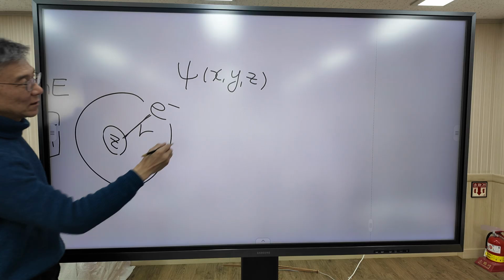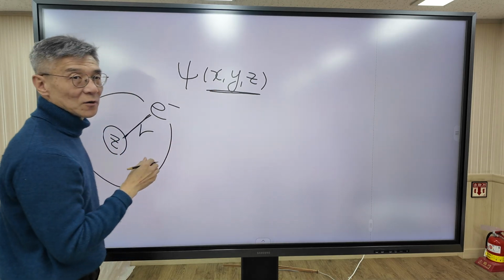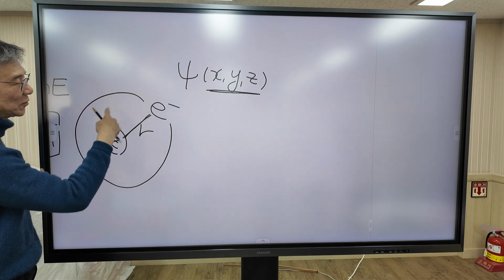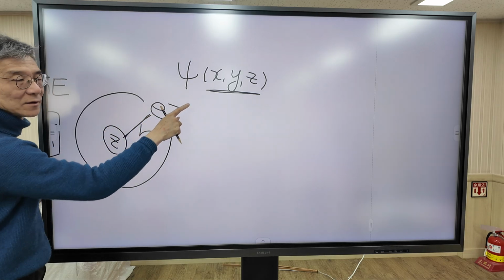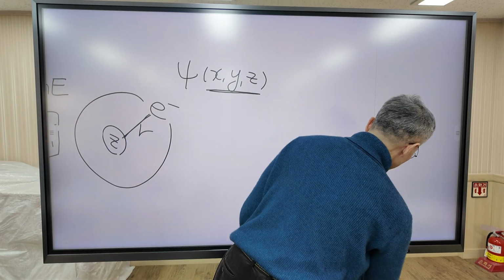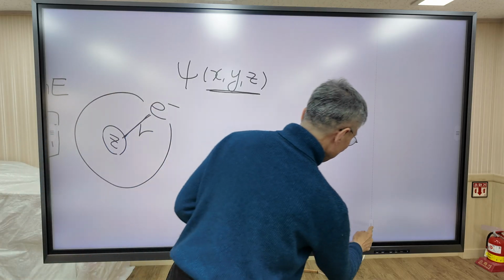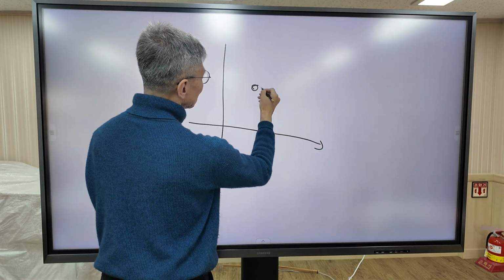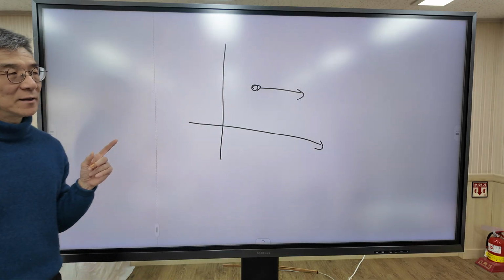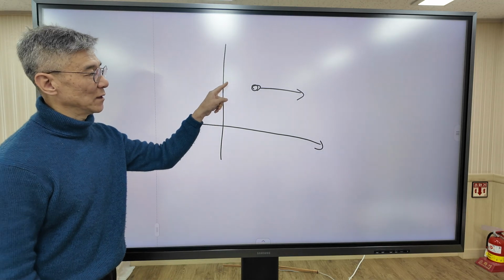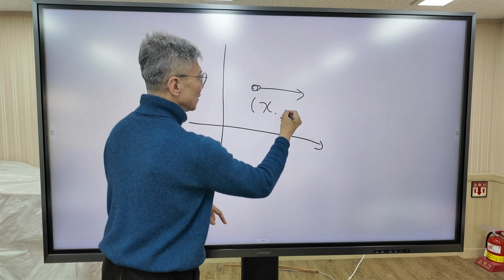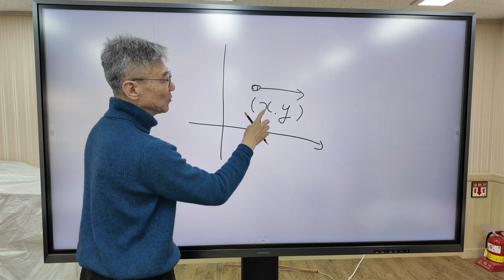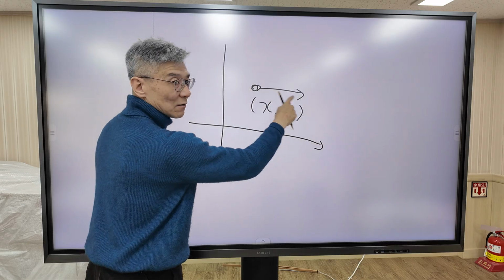But this is the Cartesian coordinate, the rectangular coordinate. To describe the electron in the spherical hydrogen atom, it is not convenient. Say, for example, this is a two-dimensional space, and a particle moves in a straight line. Then to describe the motion of this particle, we use the rectangular or Cartesian coordinate. It is convenient to describe motion in a straight line.